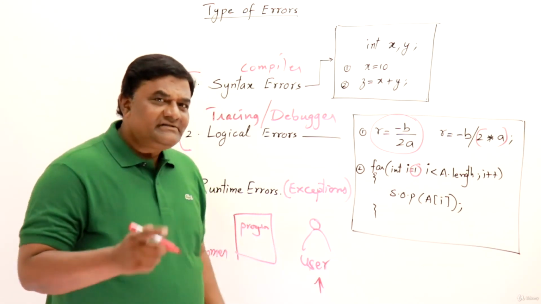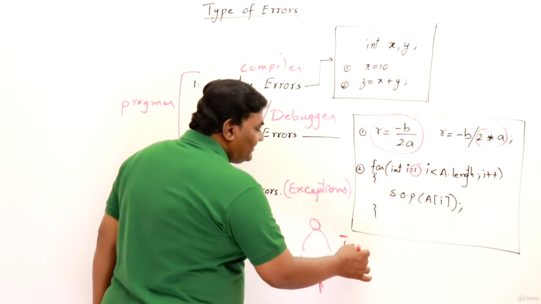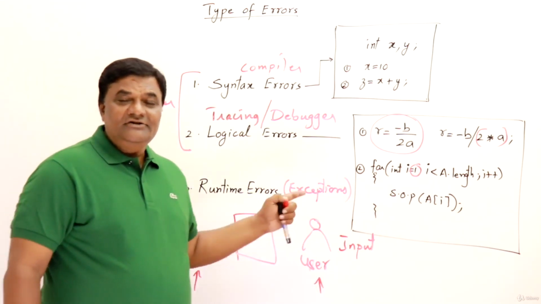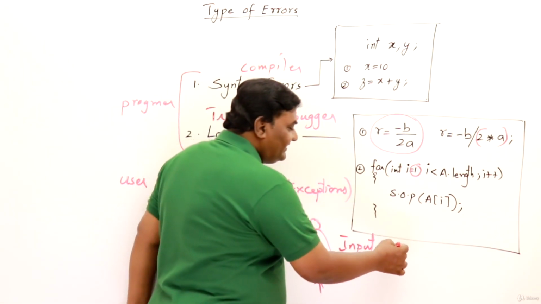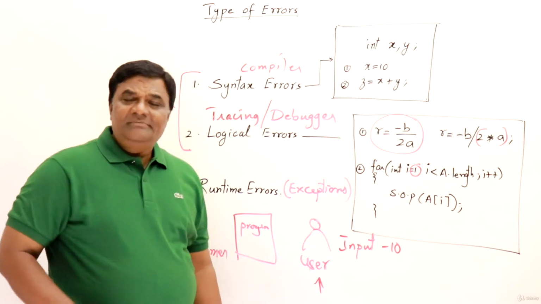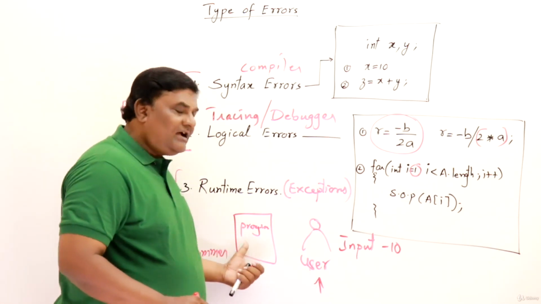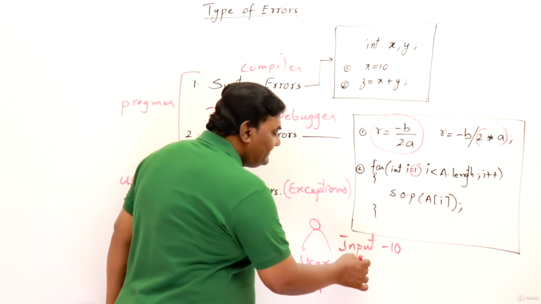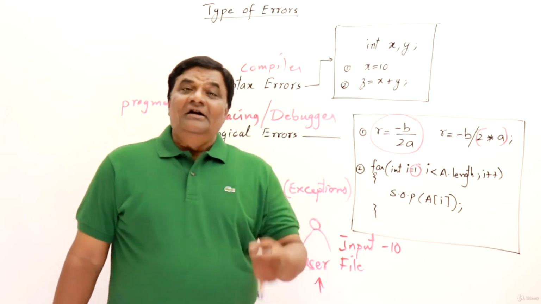So what could be the reasons? One example: the user is giving some input and that input is invalid. For example, a program is asking a user to enter his age and he gave the age as -10. Age cannot be negative. He has given invalid input. One more example: a program is reading data from some file and the user has deleted the file or removed the file from that location.